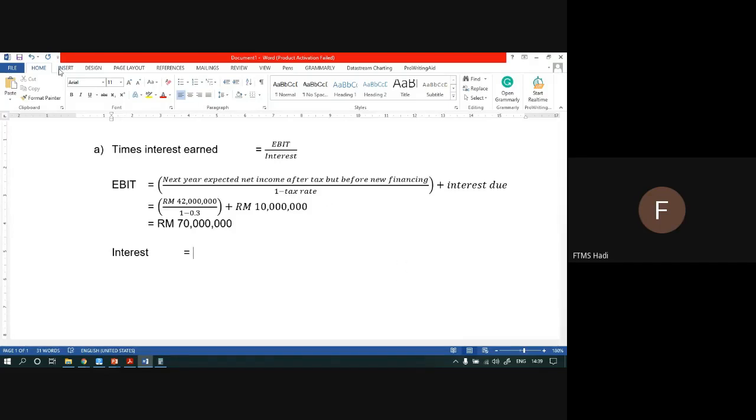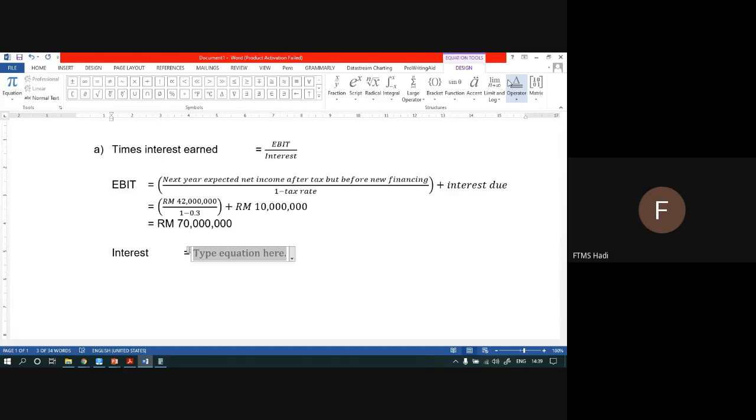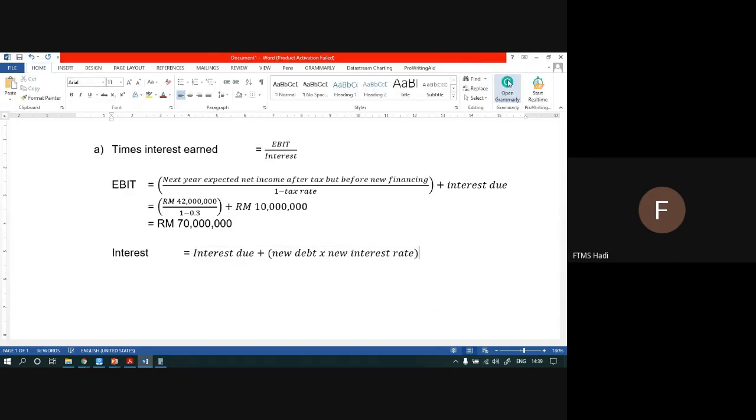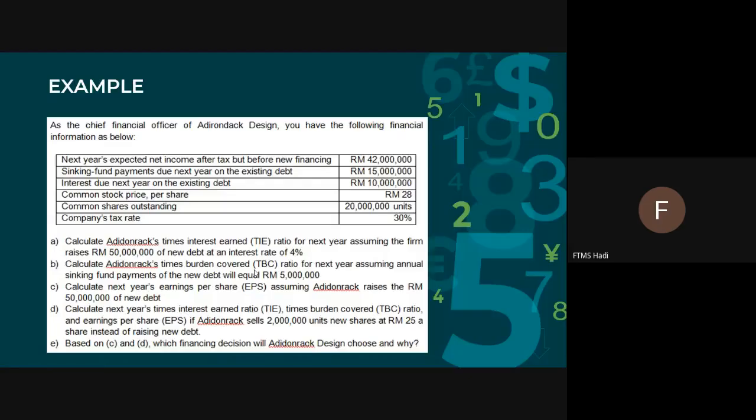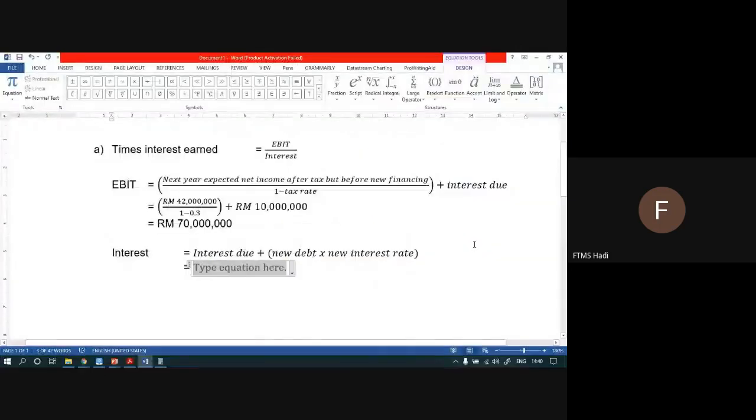Okay, so the formula will be interest due plus new debt multiplied by the new interest rate. So interest due means the old interest, and this is the new one, this is the old one. How to get interest due? Earlier we talked about interest due, 10 million.